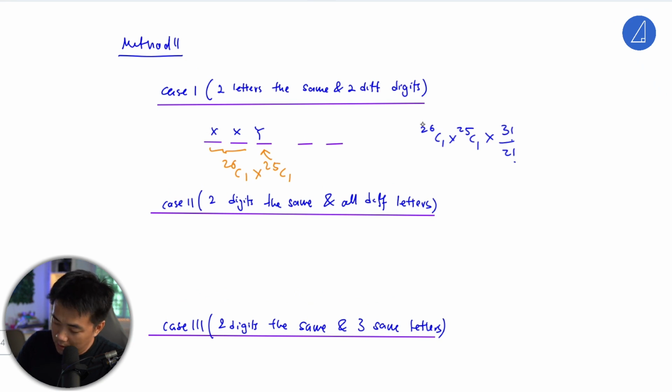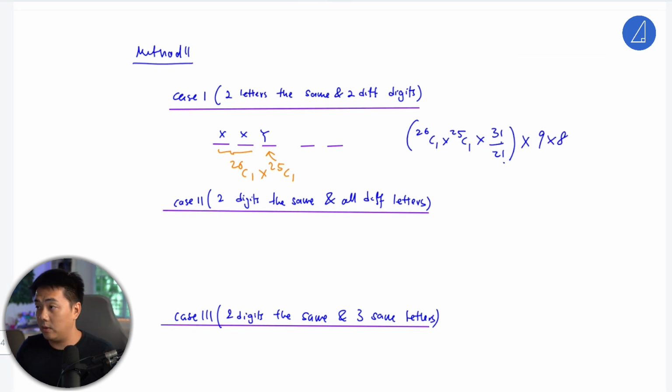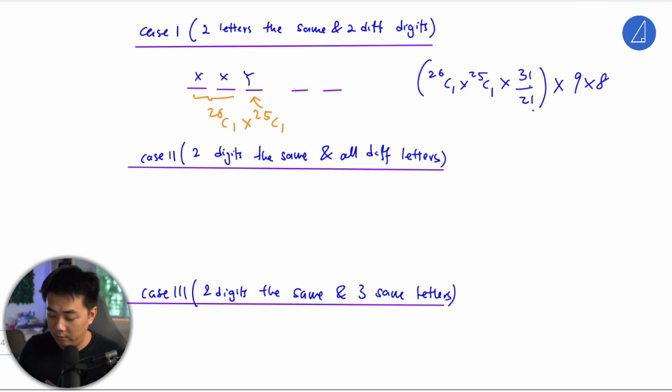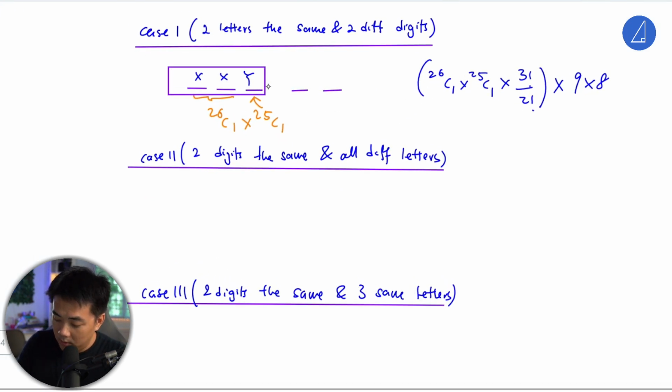Permuting XXY, right? Then for the digits, this is 9 multiplied by 8. You have 9 choices, then 8 choices there. So I think this is pretty okay. Or 9 choose 2 times 2 factorial, it works as well. Okay, so this is the letter case.